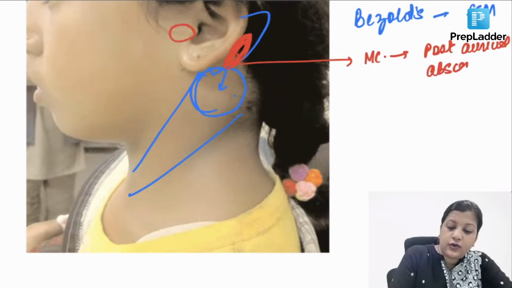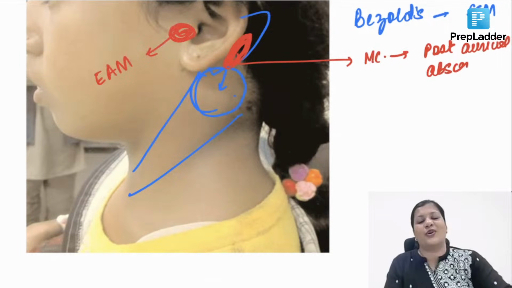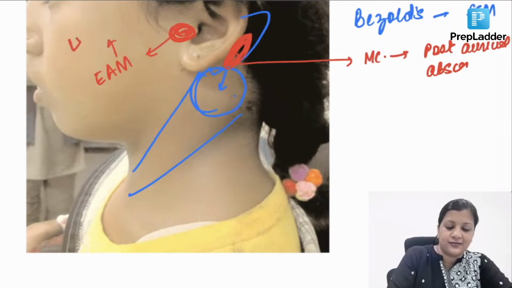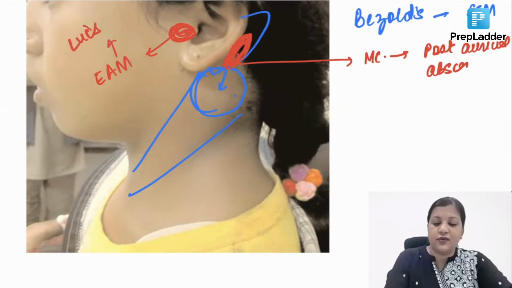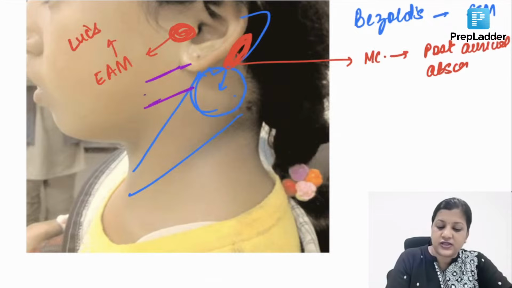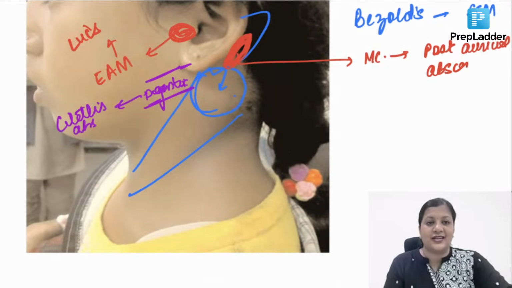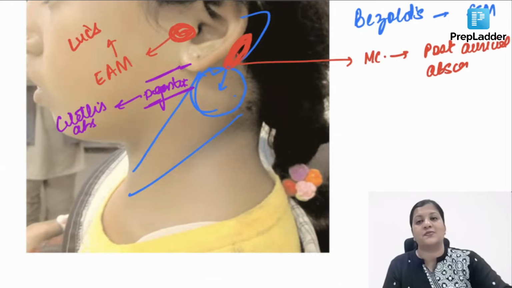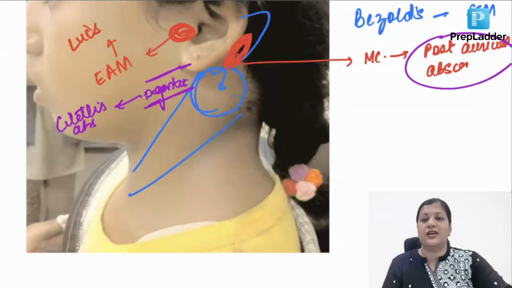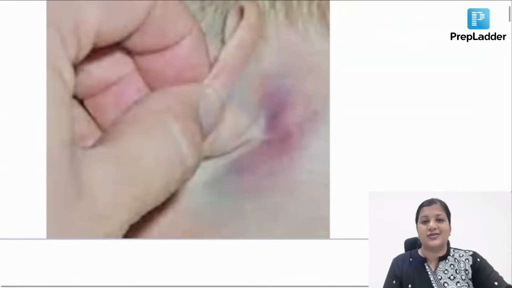If they had given you pus here in the external auditory meatus, then what would you call it? You would call it Luc's abscess. And if they had given you pus here near the posterior belly of digastric, what would you call it? Yes, you would call it Citelli's abscess. Okay, so Citelli's abscess is the digastric abscess, Luc's abscess is the meatal abscess, Bezold's abscess is nothing but your abscess in the sternocleidomastoid muscle, and the most common one is your post-auricular abscess. So now let's do the next image.